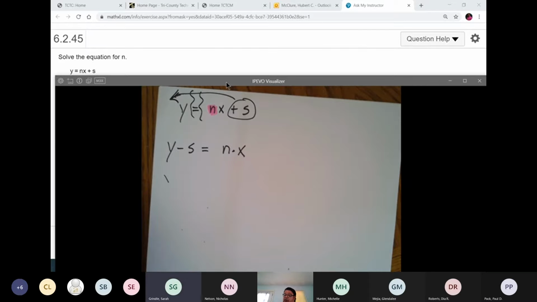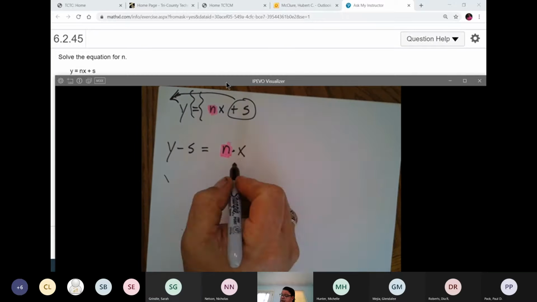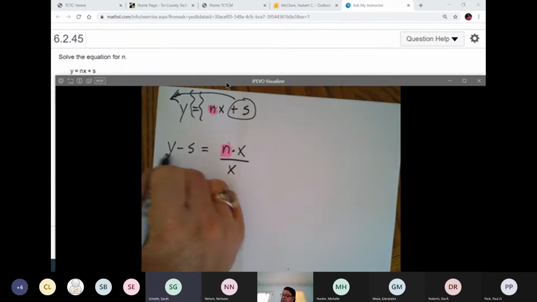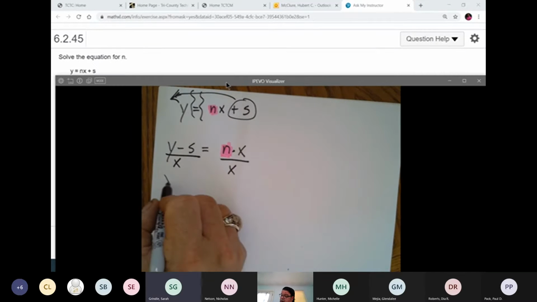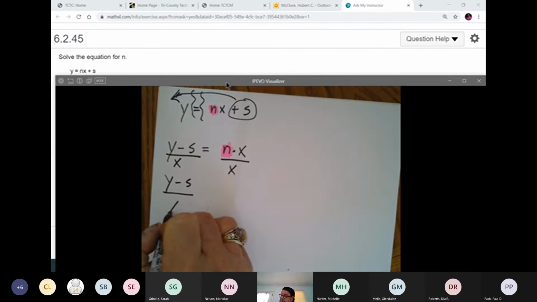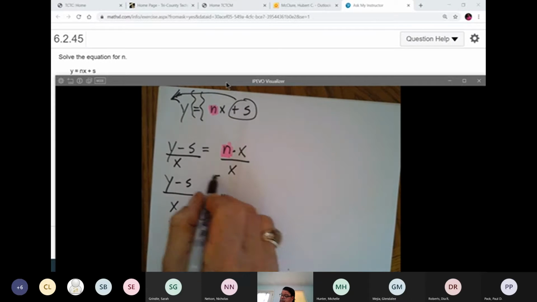How do you get rid of multiplying by X? Divide. When you do it on one side, you do it on the other. Y minus S over X is equal to N.